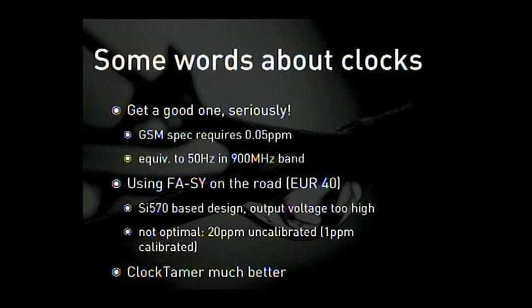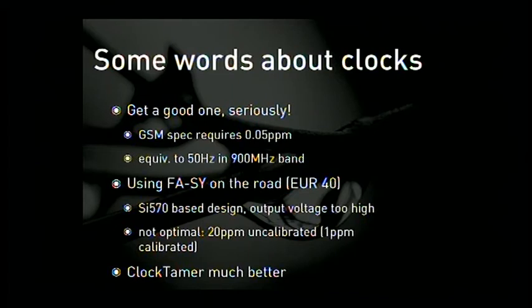And the second thing is, it's really imprecise. It's just a quartz, and in the USRP that I bought for the University of Luxembourg, the clock drift sometimes was up to, sorry, not 50, it was 500 ppm. And the GSM spec requires you to have about 0.05 ppm, which is 50 hertz if you're in the 900 megahertz band and 25 if you're in the 1800 megahertz band.